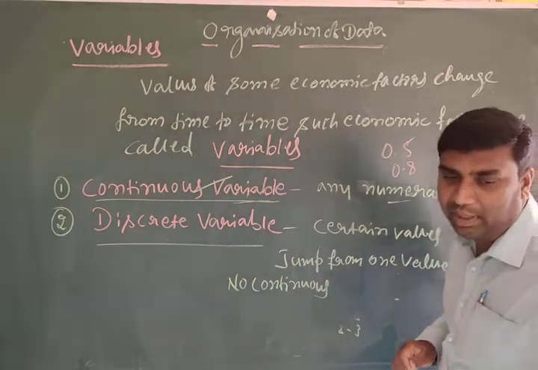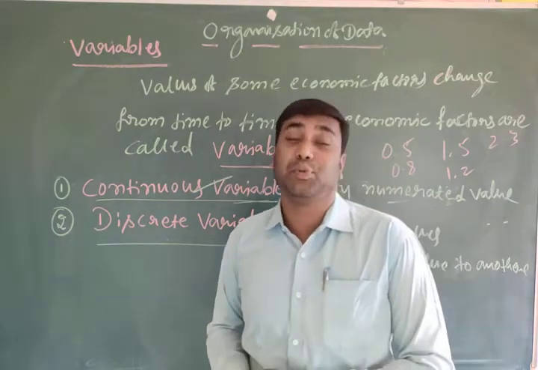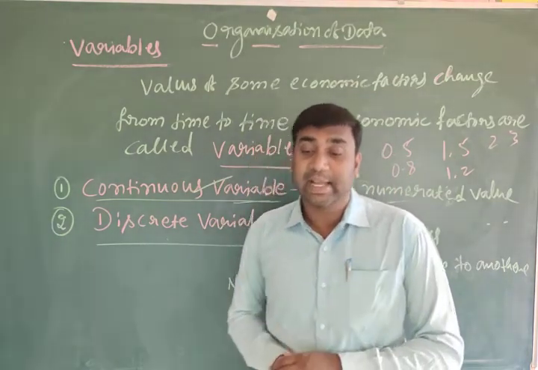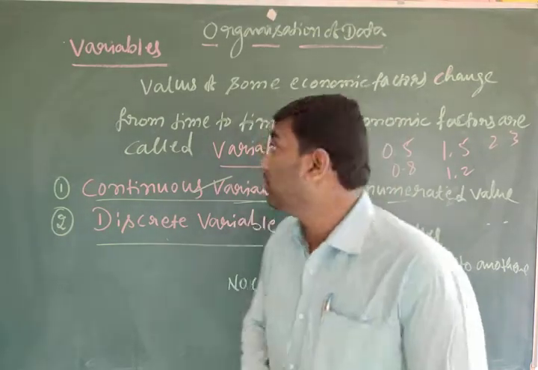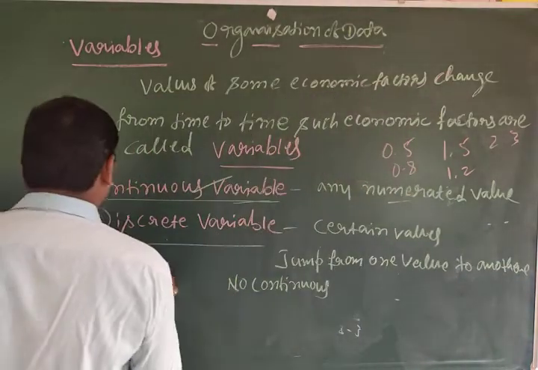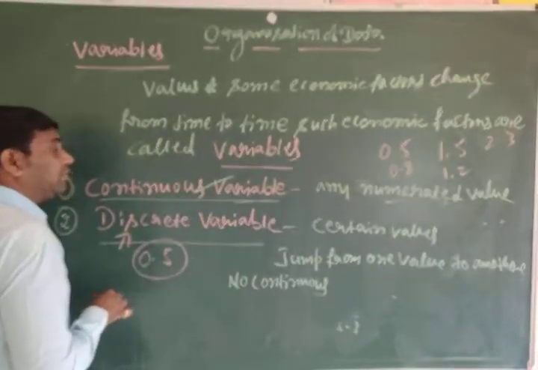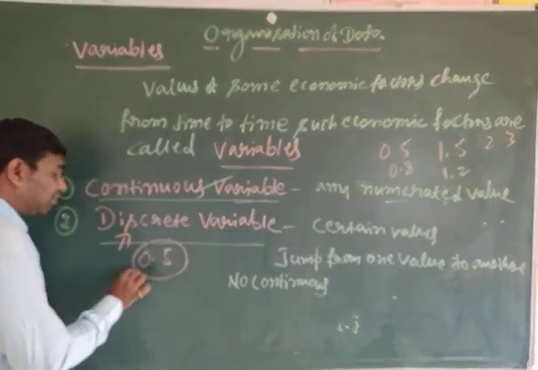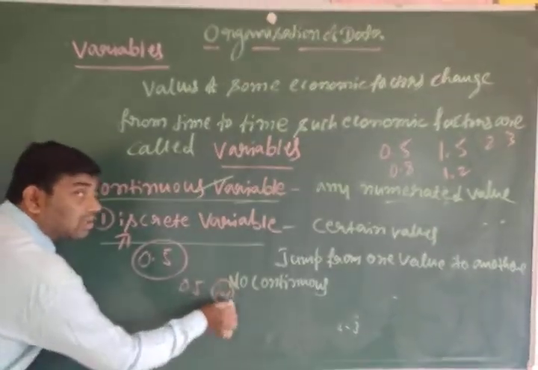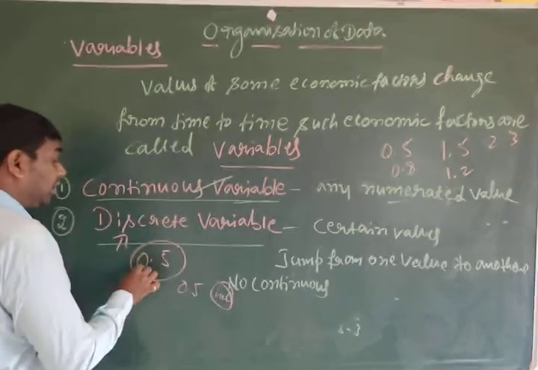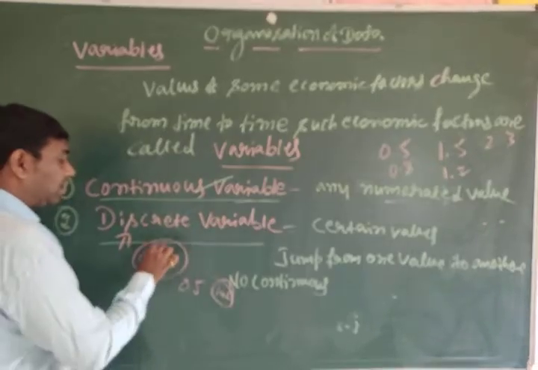Why? For example, take the variable number of students in the class. For different classes, how many students are there? That is all it can calculate. If it took a fractional value like 0.5, is it possible to say there are 0.5 students in the classroom? Is that half a student? No, never. That's why a discrete variable does not take fractional values.